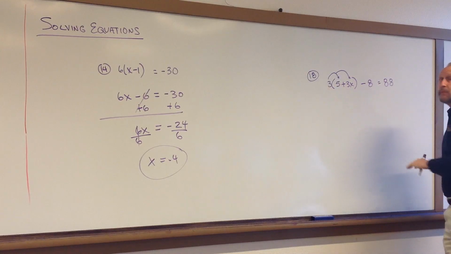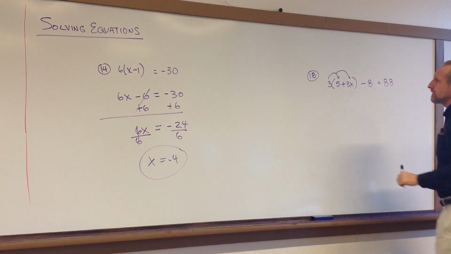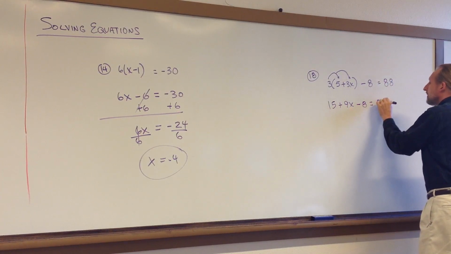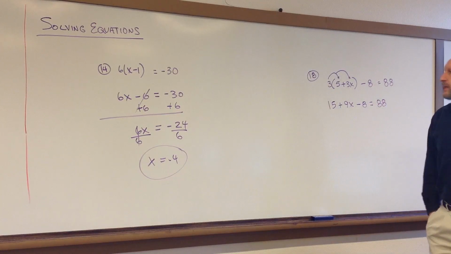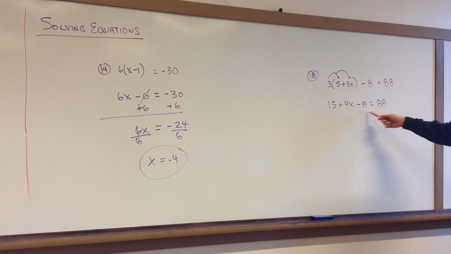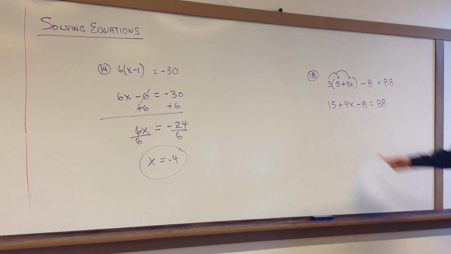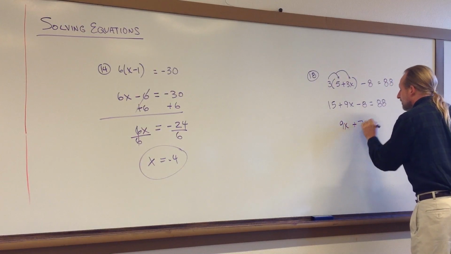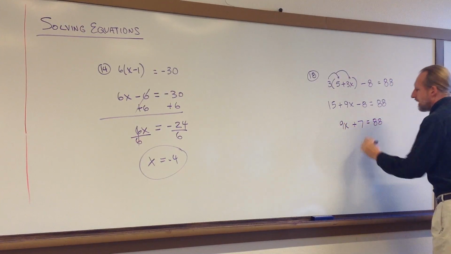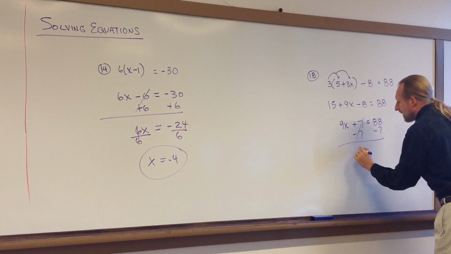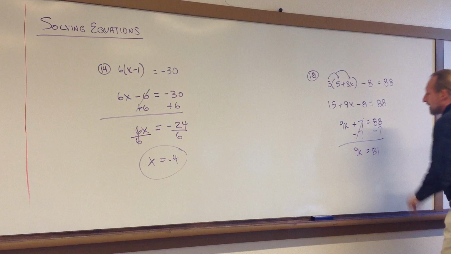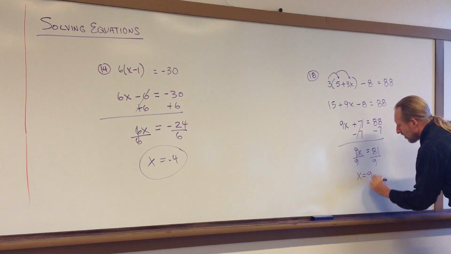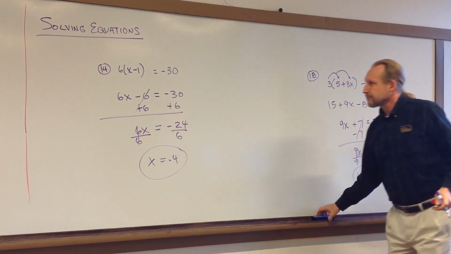Notice that we don't multiply by the 8 because it's not inside the parentheses. So this will be 15 plus 9x minus 8 equals 88. Now here you can add the 8 over and then subtract the 15. You can look at this as positive 15 minus 8, and that would give us a positive 7. And if we do that, then we can subtract 7 on both sides, come out with 9x equals 81, divide on both sides by 9, and so x is equal to 9.